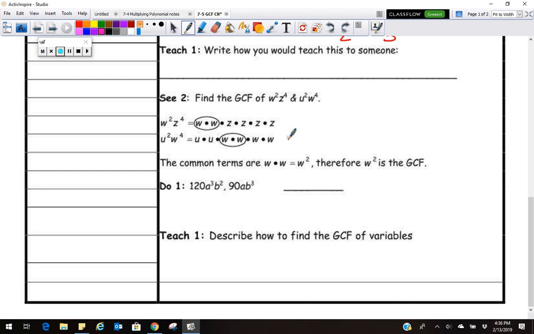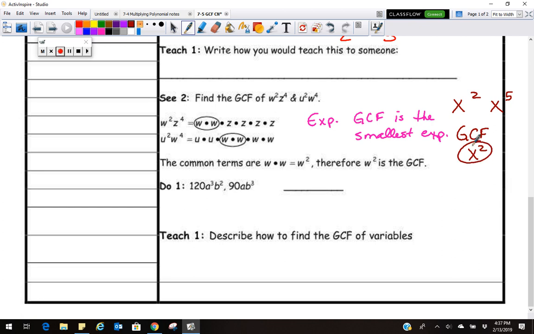So the key to this when dealing with exponents, the GCF is the smallest of the exponents. So for example, if you're looking at x squared and x to the fifth and you want to find the GCF, it would be x squared. Because they both have an x squared, the x to the fifth actually has more though. So whatever the smallest one that they have in common.